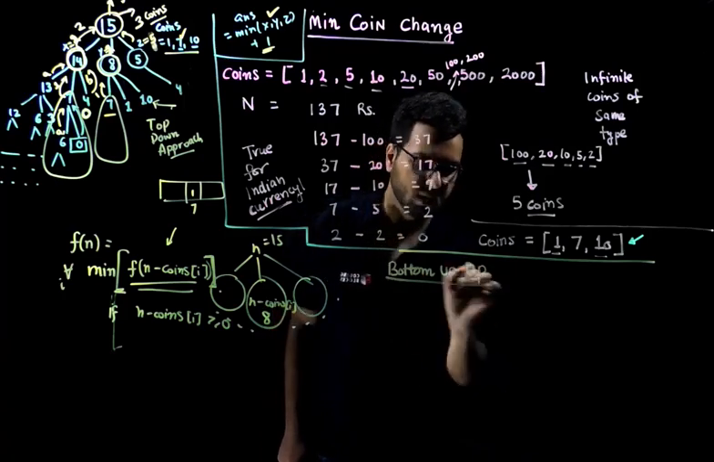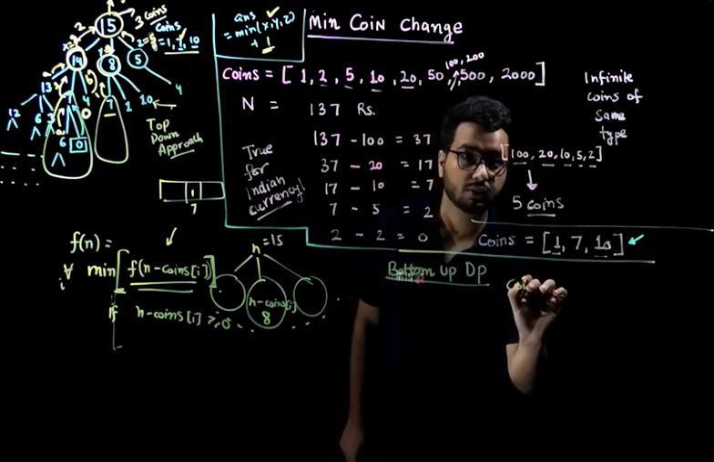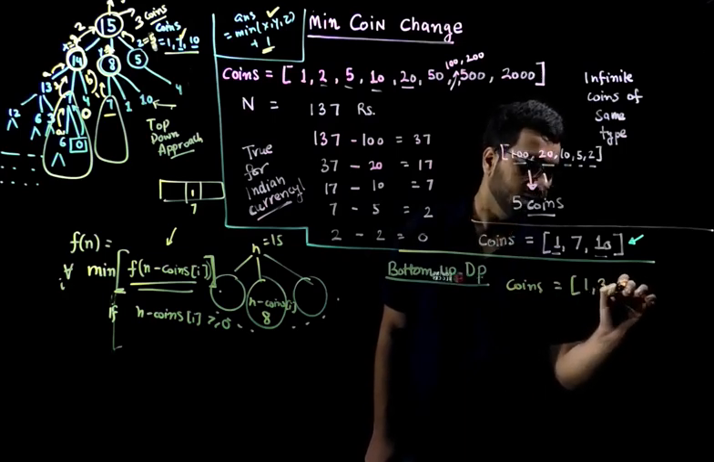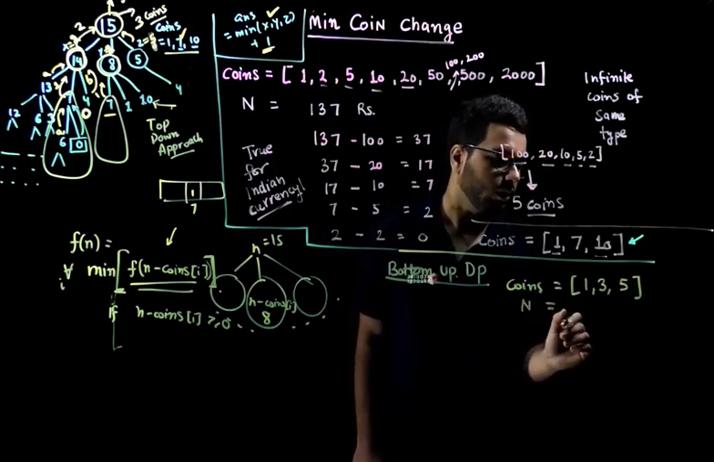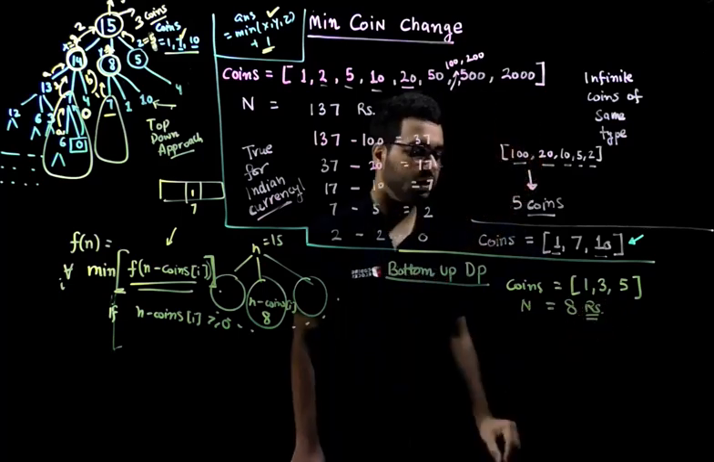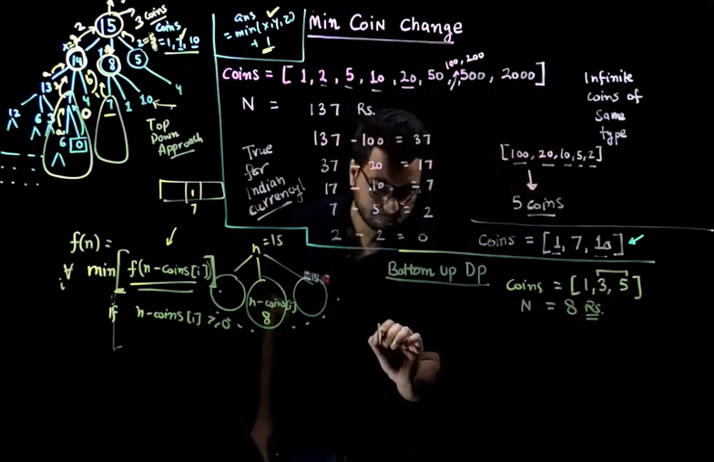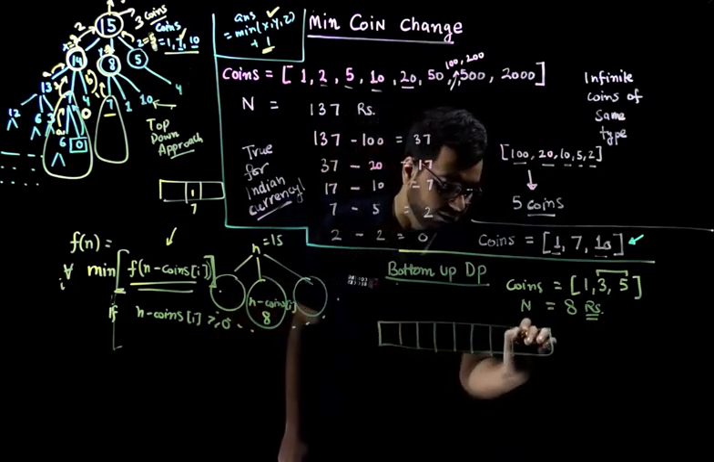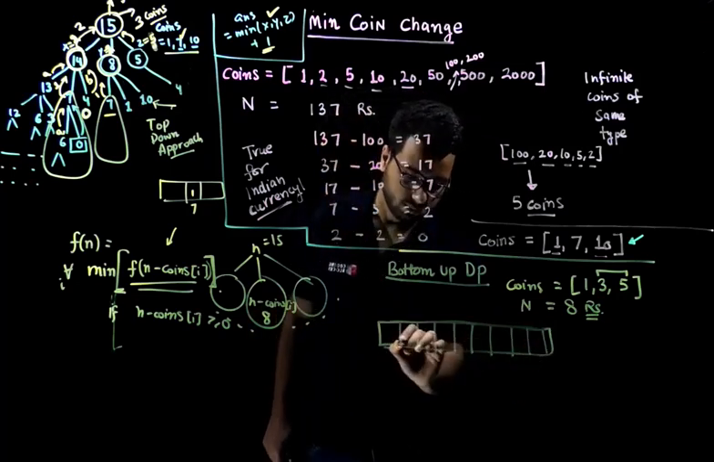For bottom-up DP, I'm going to take a relatively small example. Let's say the coins which are available are 1, 3 and 5, and let's say I want to make change for 8 rupees. There are multiple ways to make 8 rupees, but the shortest would be you pick these 2 coins. So let's say we have a DP array, and since the state is described by one variable which is n, it would be a 1D DP.